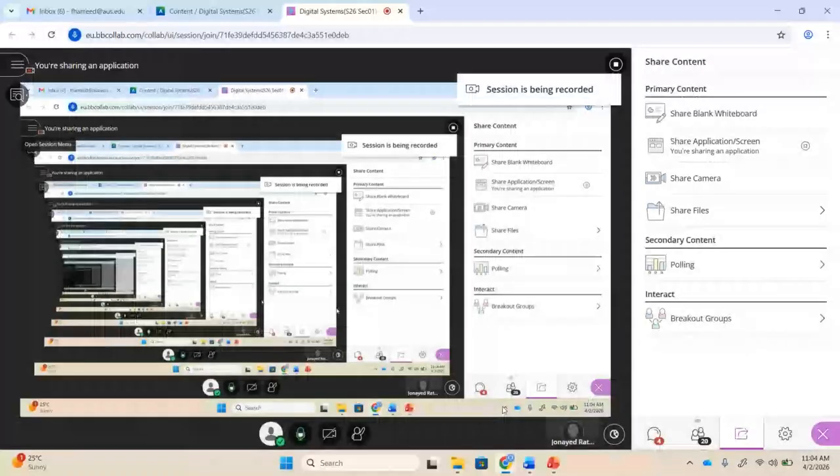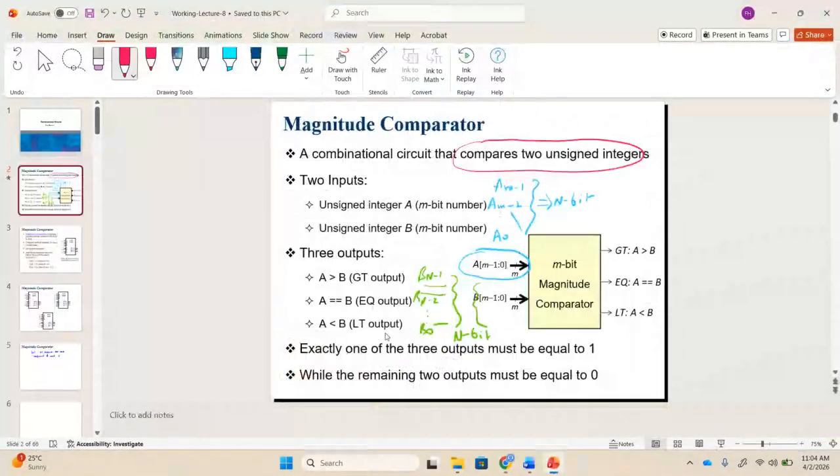Okay. So now what's a magnitude comparator? So the screen is visible to you, everyone? Yes or no? Yes, Professor. Yes.